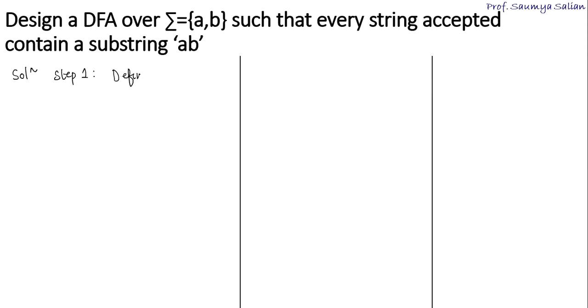define the language. Define language. The language will contain all possible valid strings. So we first begin by defining the smallest valid string. The smallest valid string is AB.